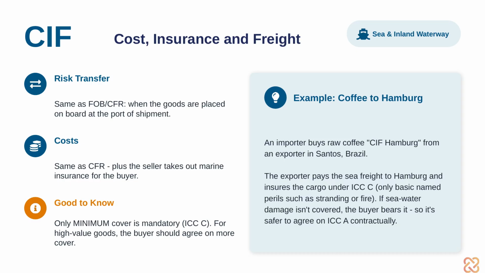An example: An importer buys raw coffee, CIF Hamburg, from an exporter in Santos, Brazil. The exporter pays the sea freight to Hamburg and insures the cargo under the minimum cover. That only protects against certain named perils such as stranding or fire. If the coffee is damaged by seawater, for example, and that damage isn't covered by the minimum cover, the buyer bears the loss. For high-value goods, it's therefore worth agreeing on higher cover contractually, for example, under the clauses A.